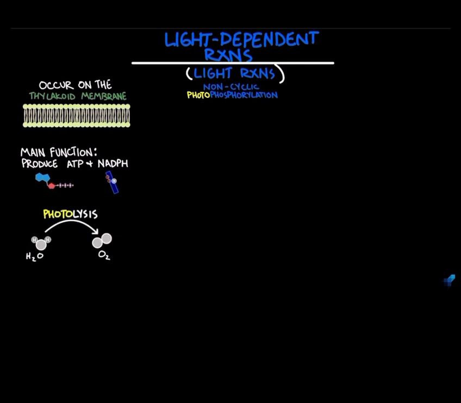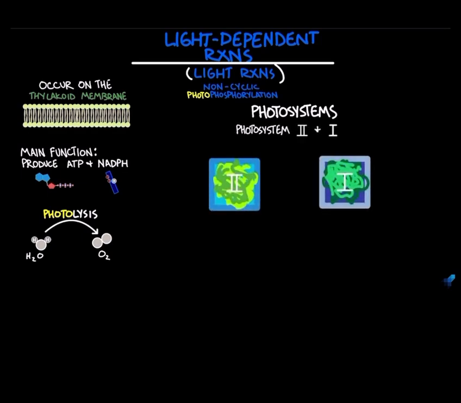Now, light reactions involve pigments like chlorophyll contained in large proteins called photosystems. These photosystems absorb photons, or sunlight. There are two main photosystems that you need to know, photosystem 2 and photosystem 1. Photosystem 1 is known as P700 because it can absorb light that is 700 nanometers in wavelength. Photosystem 2 is known as P680 because it can absorb light at 680 nanometers.